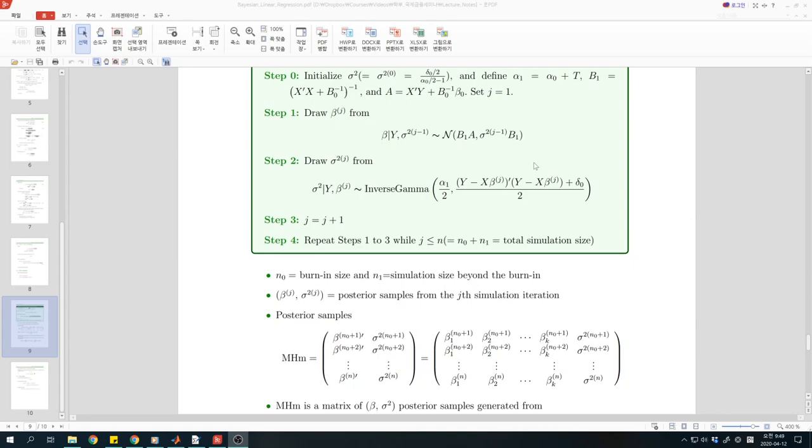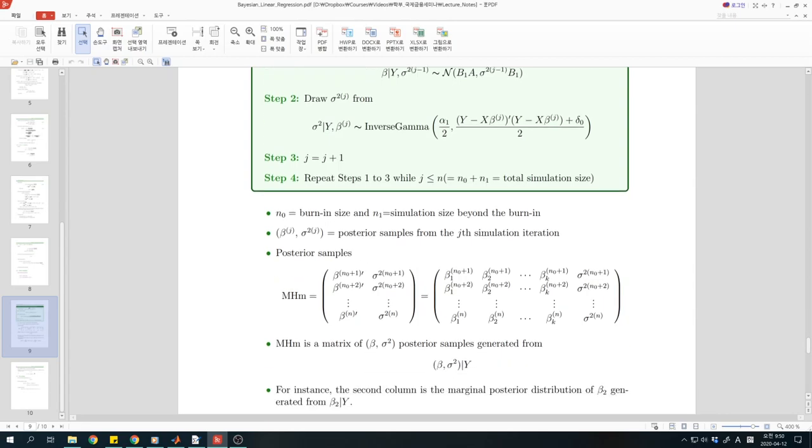Okay, let me explain a bit more. You will see that we are going to sample beta and sigma square 11,000 times. Then the first 10,000 is called burn-in or burn-in size. The following 10,000 is called simulation size beyond the burn-in. The burn-in simulation is not going to be used for computing posterior mean and variance. The samples from the iterations after the burn-in will be used to infer the posterior.